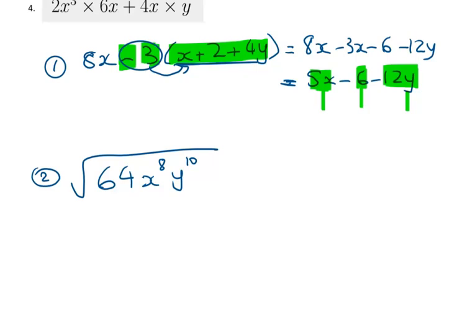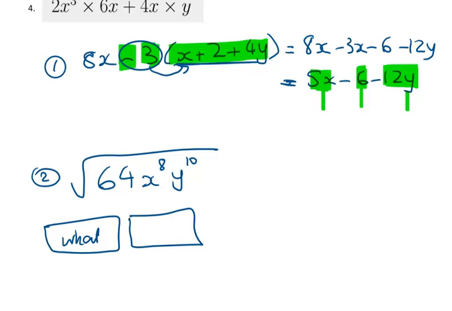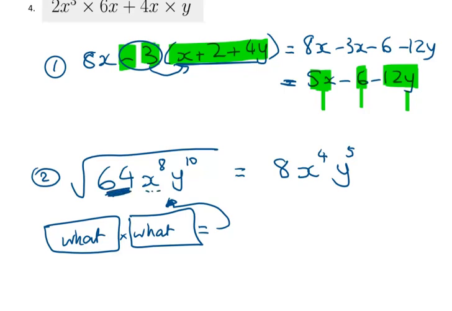Now, before we do it, let's think about what we're doing. We want to find the what times what will get me back to that stuff under the square root sign. So here, that's going to be 8, and then for the x's, it will be x to the power of 4 and y to the power of 5. Now, let's look at why that works, because students often get confused between taking the square root here and not knowing what to do here.